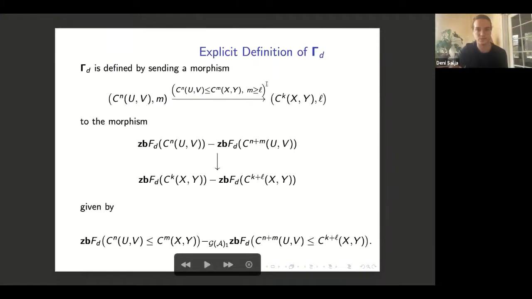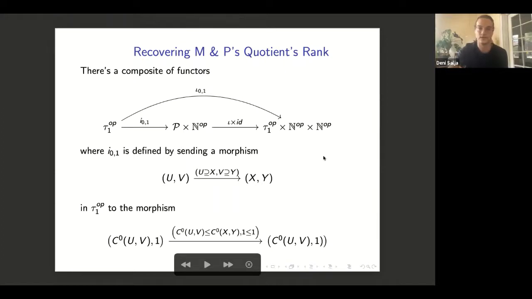So here's an explicit definition of this. Don't worry too much about what's written here. The point is bold gamma is defined by taking all these differences of the original functor, which was this bold ZB. And the way that you can recover the rank of the quotient object that McCleary and Patel talk about is by including tau1 op into this domain, by kind of picking an open set and the first set of covers, the things that came just before it.